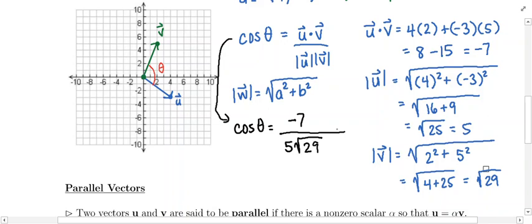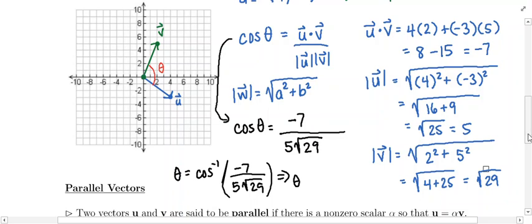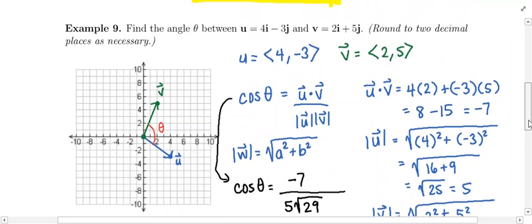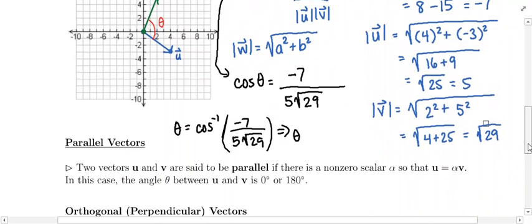If you want theta, theta is trapped on the left side by the cosine, so you have to take the cosine inverse of both sides. So what you're going to get is that theta is equal to the cosine inverse of this quantity, -7 over 5 times the square root of 29. We're going to go to our calculator and get an approximation for theta, and we do need to round to 2 decimal places according to the directions.